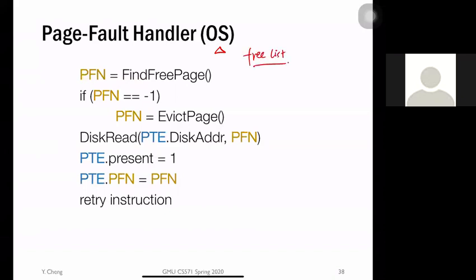So the operating system maintains some free list data structure, which is used to track all the freely available physical frames within the memory. It tries to find a free page and returns the very first physical frame number it encounters. And then it goes ahead and checks whether this returned physical frame number is valid.